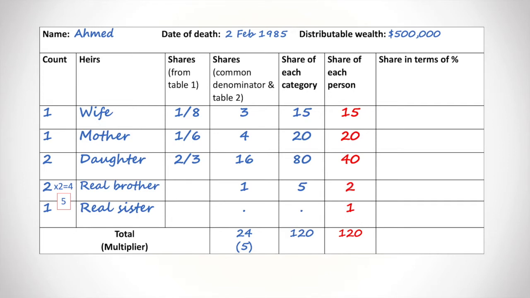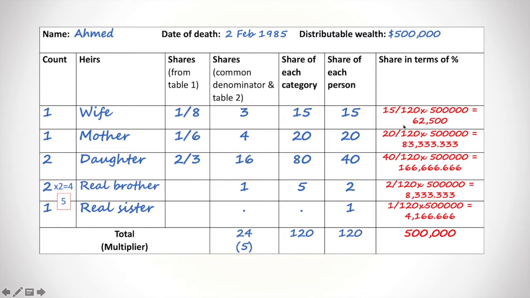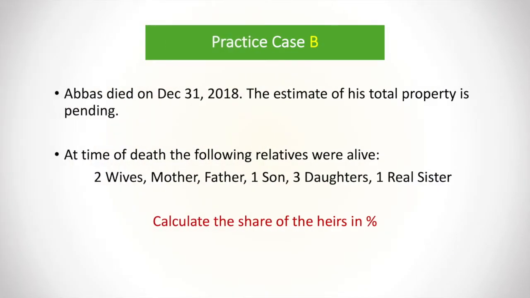And in the final step, we do our calculations, which is 15 divided by 120 multiplied by $500,000, which will give us $62,500, and so on and so forth. We do our calculations for the rest of the column. This way we have completed our case. Let's move on to the next one.